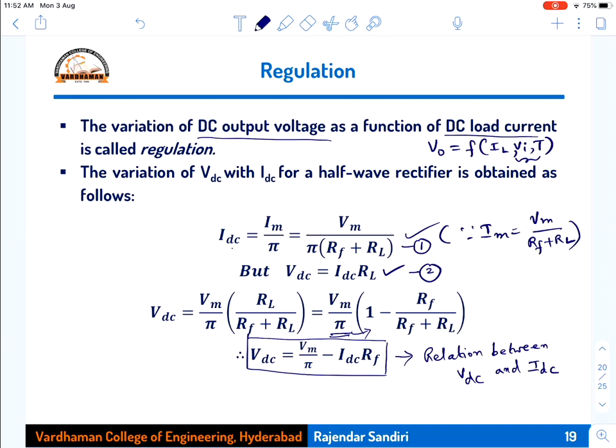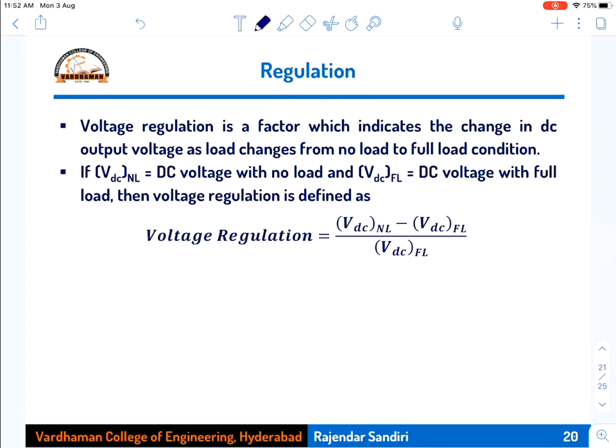Okay, now what we will do is calculate what happens at no load and at full load. So we will calculate VDC no load and VDC full load, and thereby how the percentage regulation is calculated. Voltage regulation is a factor which indicates the change in the DC output voltage, VDC, as load changes, that is, as IDC changes. How do these two relate, how does VDC change when IDC changes from no load to full load?